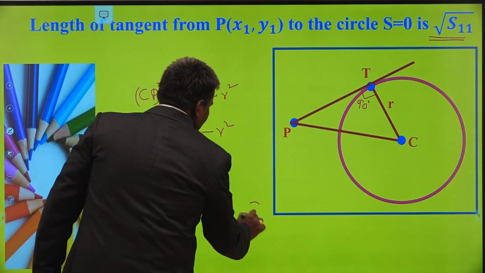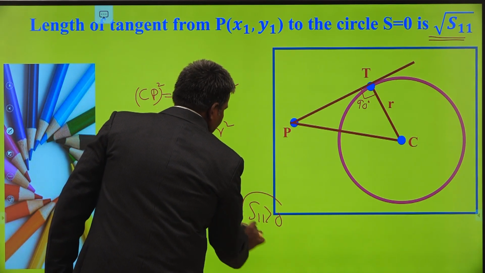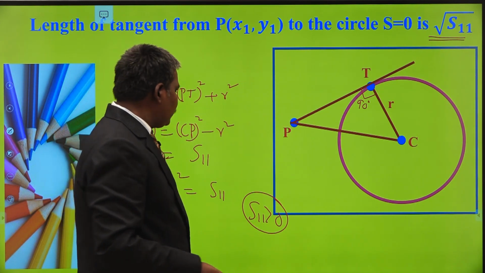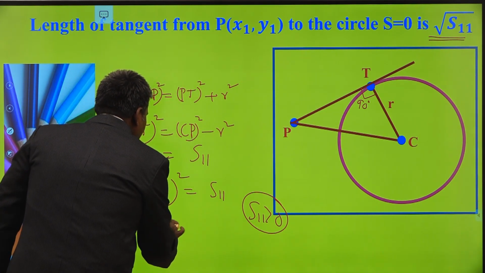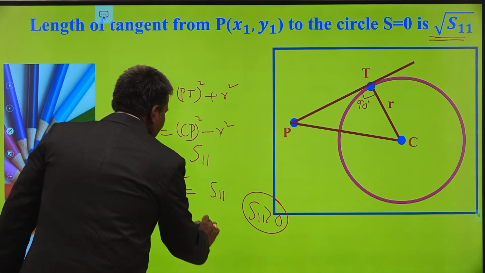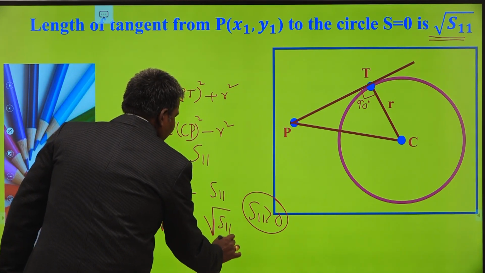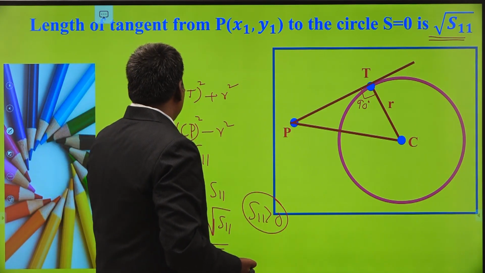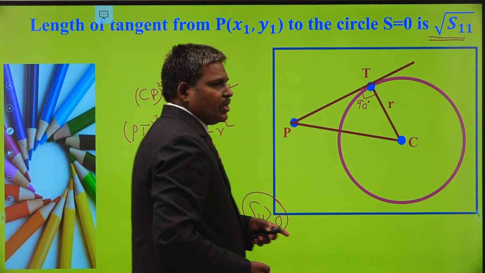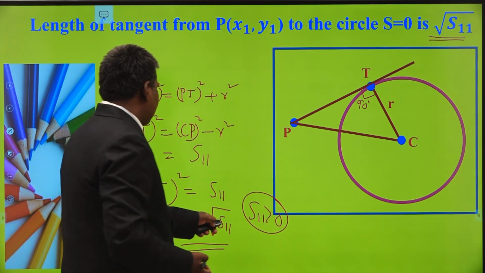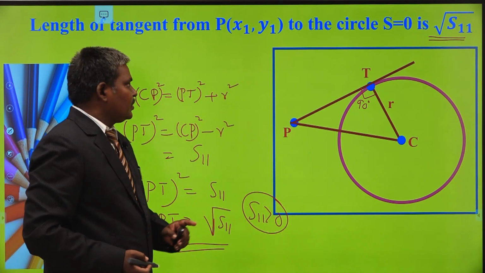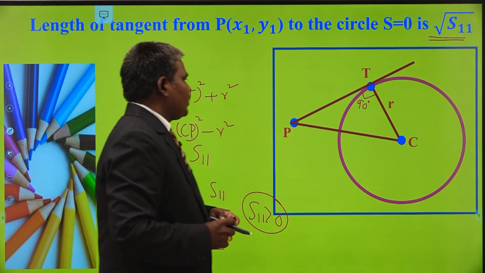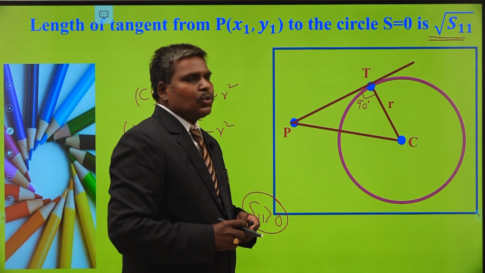S11 is greater than 0 because the point is outside of the circle, so the power is positive. We proved it. So what is my PT immediately? PT is the length of tangent, that is equal to the square root of S11. That's it. So the power of the point P with respect to the circle S equal to 0 is S11. The length of tangent is root S11. This is the way to prove that the length of tangent from P(x1, y1) to the circle S equal to 0 is root S11.